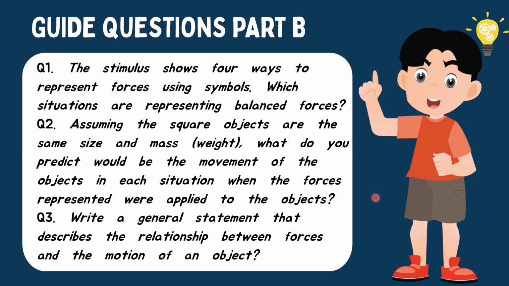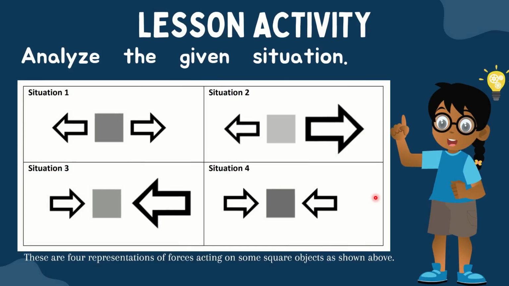Question number 1. The stimulus shows 4 ways to represent forces using symbols. Which situations are representing balanced forces? Let's go back to our situation. Which of the following is showing balanced forces? That is situation 1 and situation 4. That's correct, class.